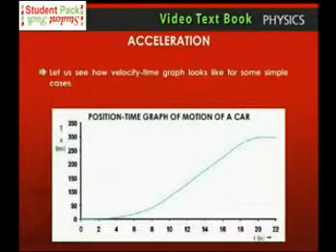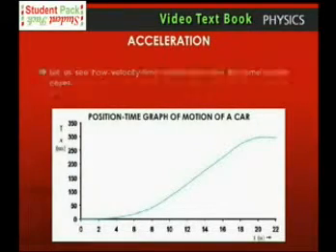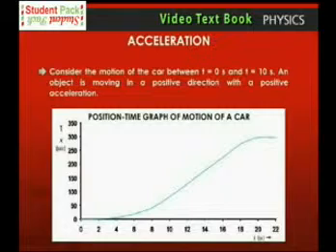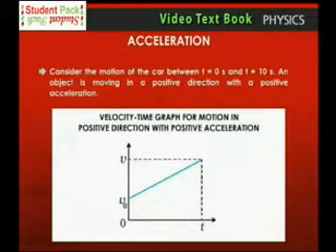Let us see how the velocity time graph looks like for some simple cases. Consider motion of a car between t equal to 0 and t equal to 10 seconds in the given graph. Here, the object is moving in a positive direction with a positive acceleration, and the velocity time graph for the motion of car with constant acceleration looks like this.